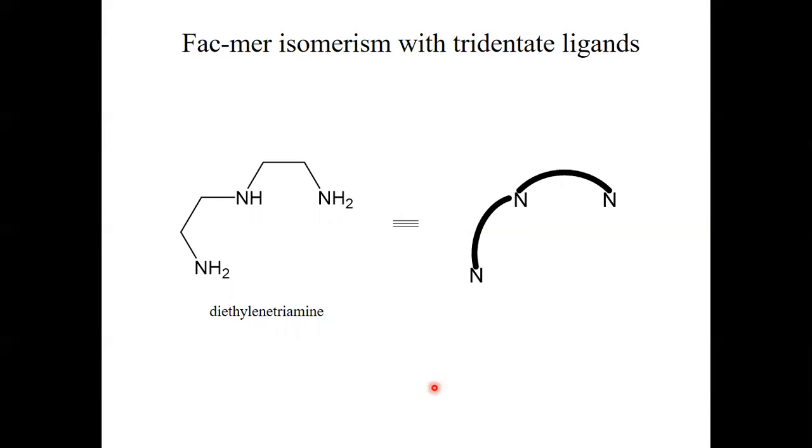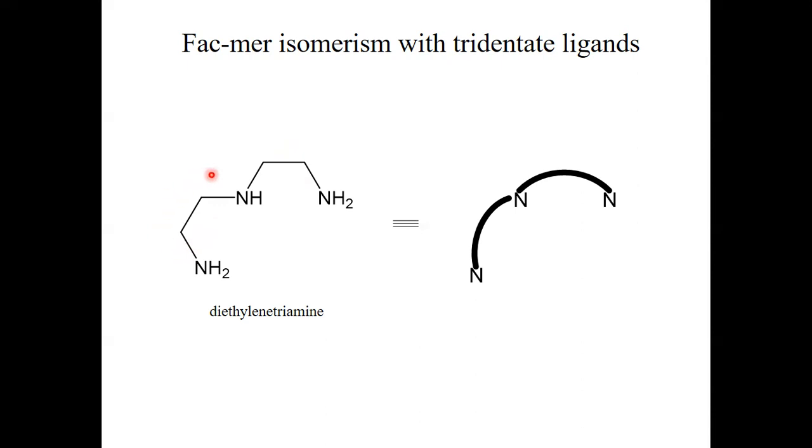Then there are other ligands that can also do FAC-MER isomerism. That is common not only for monodentate ligands, but also for tridentate ligands, for instance. One example of a tridentate ligand is diethylene triamine, as you see here. As you have here, these 3 amine groups are bridged by 2 ethylene groups here and here.